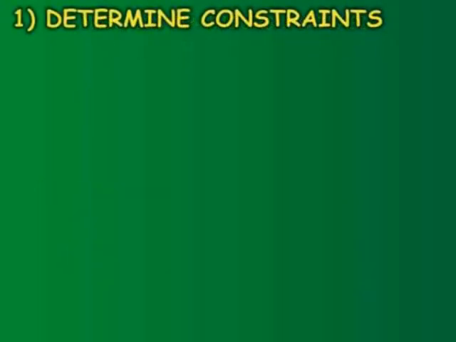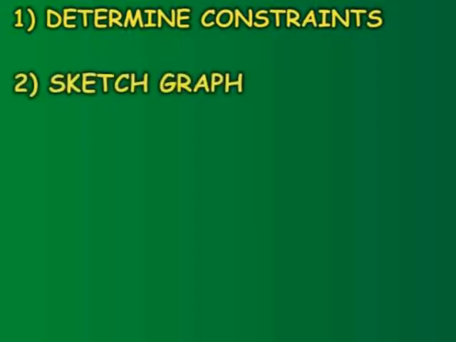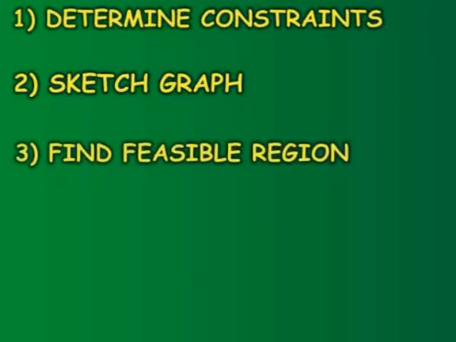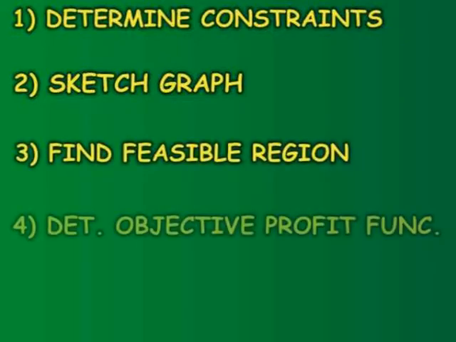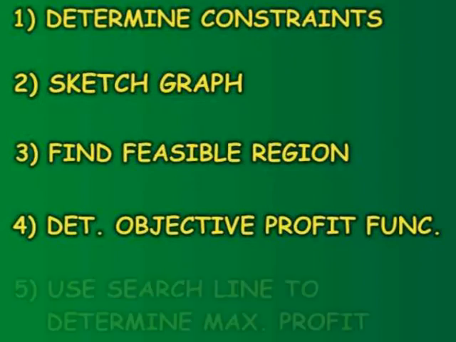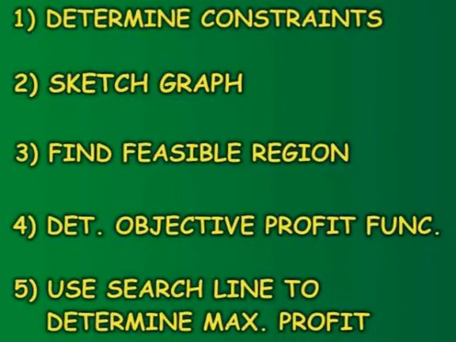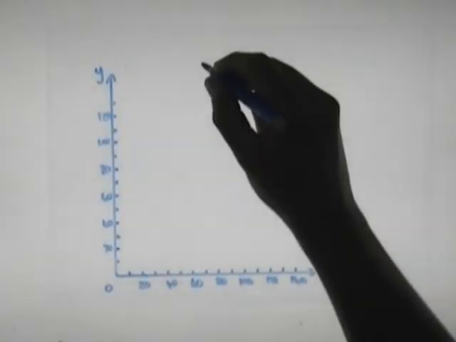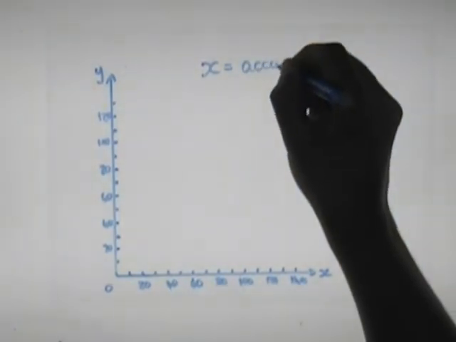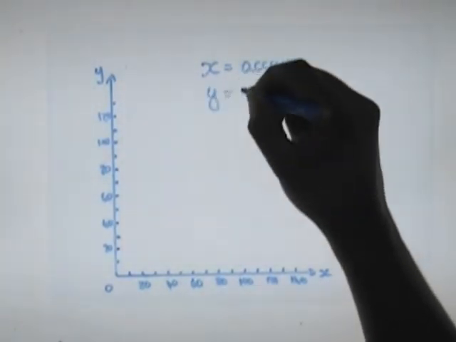Question 1. Represent the information as a set of constraints. 2. Represent these constraints on a graph. 3. Find the feasible region. 4. Find the objective profit function in the form P is equal to. And 5. Use a search line to find the maximum profit. We're going to start by saying let x equal Akuna and y equal Matata.